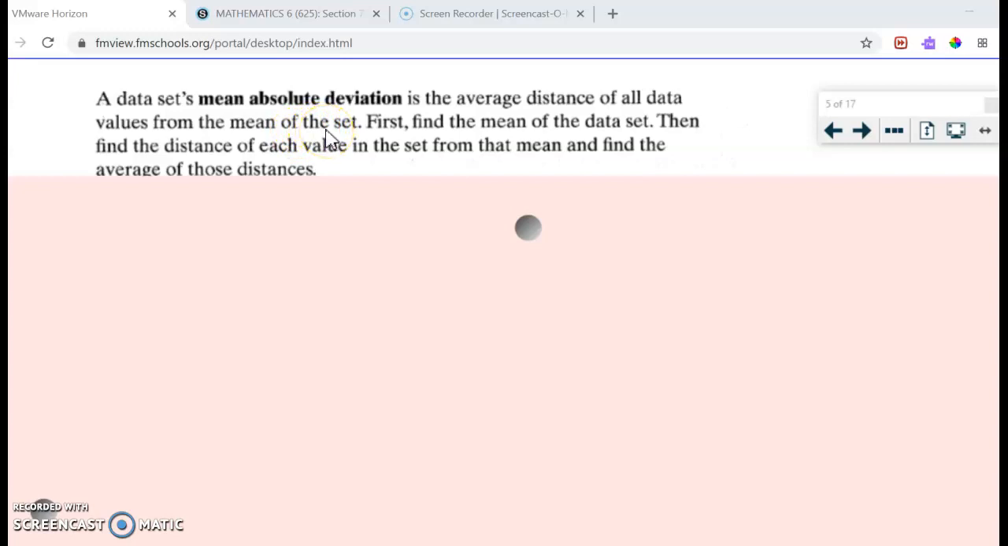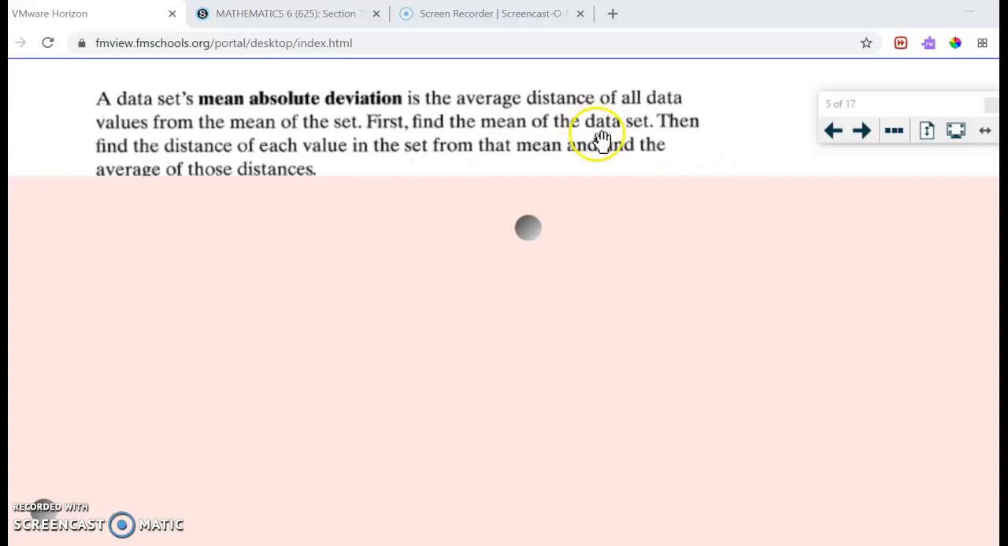Okay, I know that sounds like a mouthful. A data set's mean absolute deviation is the average distance of all data values from the mean of the set. So the first thing we need to do is find the mean of the data set, and we've been doing a lot of practice with that. Remember, when you find the mean, you have to add all of them up in your data set and divide by the number in your data set.